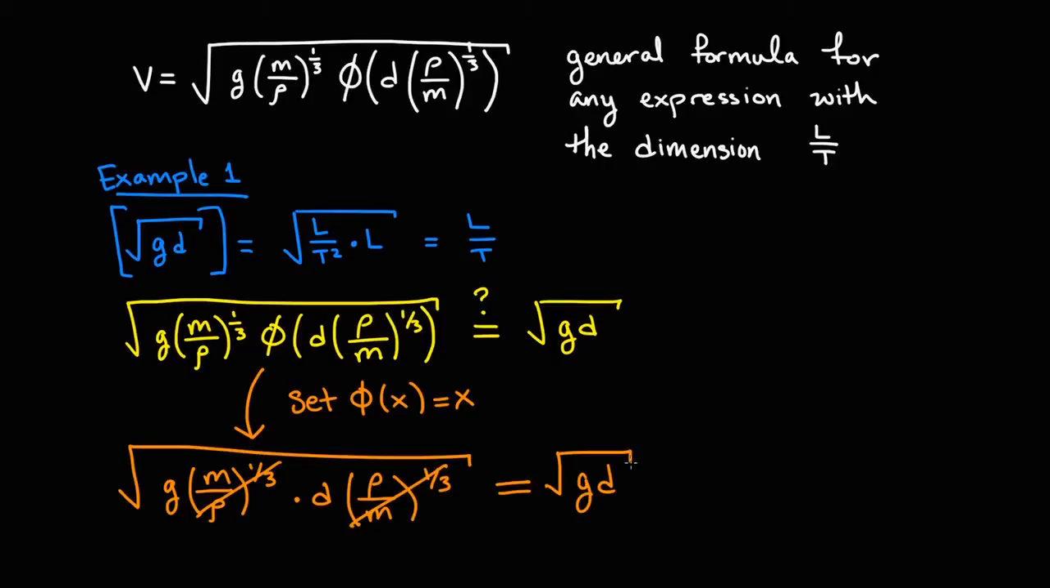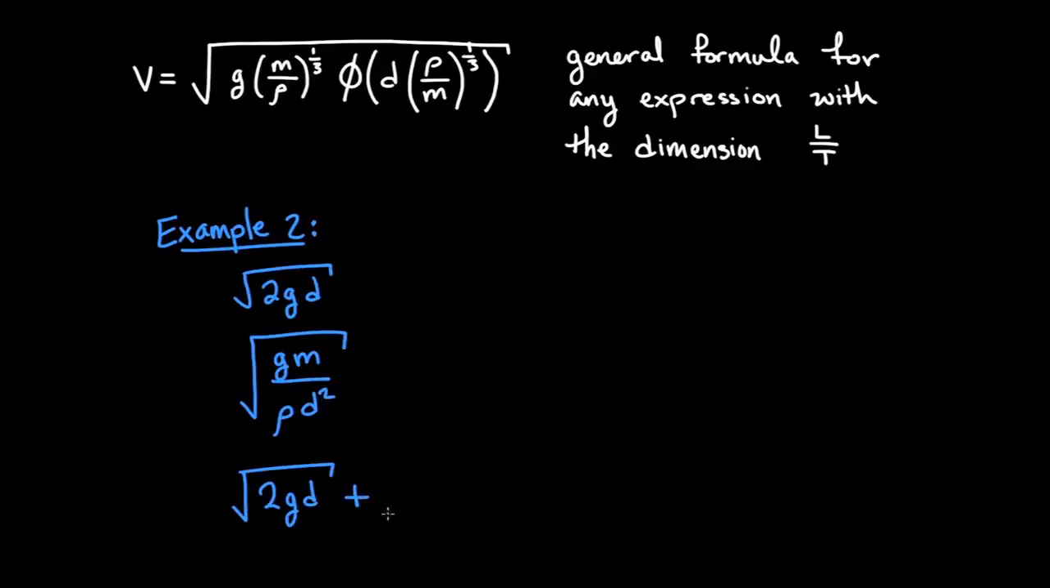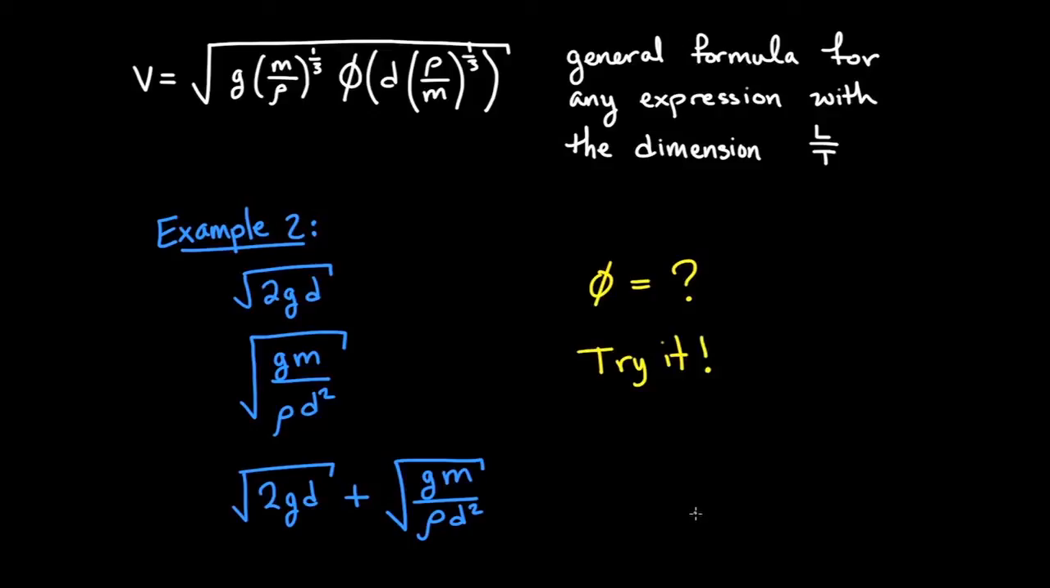And in fact, we claim that any expression with the correct dimension of length over time created using these variables can be written in terms of this formula simply by changing the definition of phi. It can be fun to try this. Come up with different formulas that have the correct dimension. You can even add them together when you're done. Then see if you can find a way to define phi so that our formula is equal to the expression you wrote. Pause the video here.